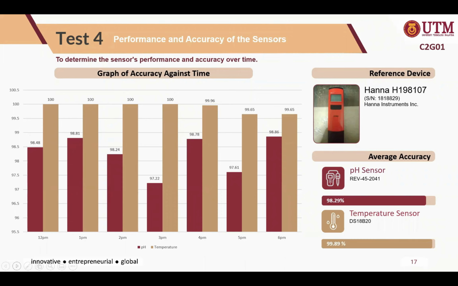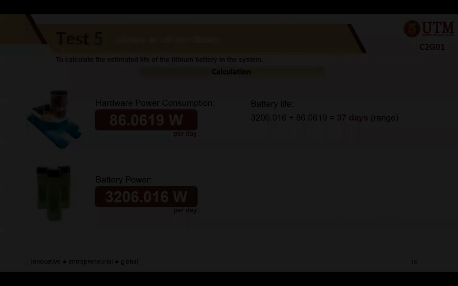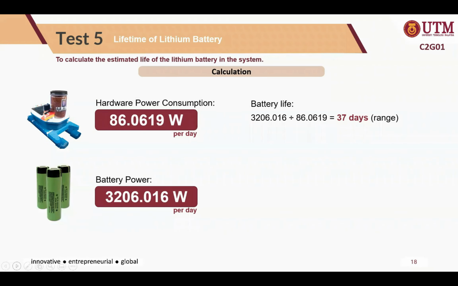The next test is the performance and accuracy of the sensor. The purpose of this test is to determine the sensor performance and accuracy over time. In this test, the results obtained from the sensors were compared with calibrated reference devices at 7 different times. The results show that the pH sensor has an average accuracy of 98.29% and the temperature sensor has an accuracy of 99.89%.